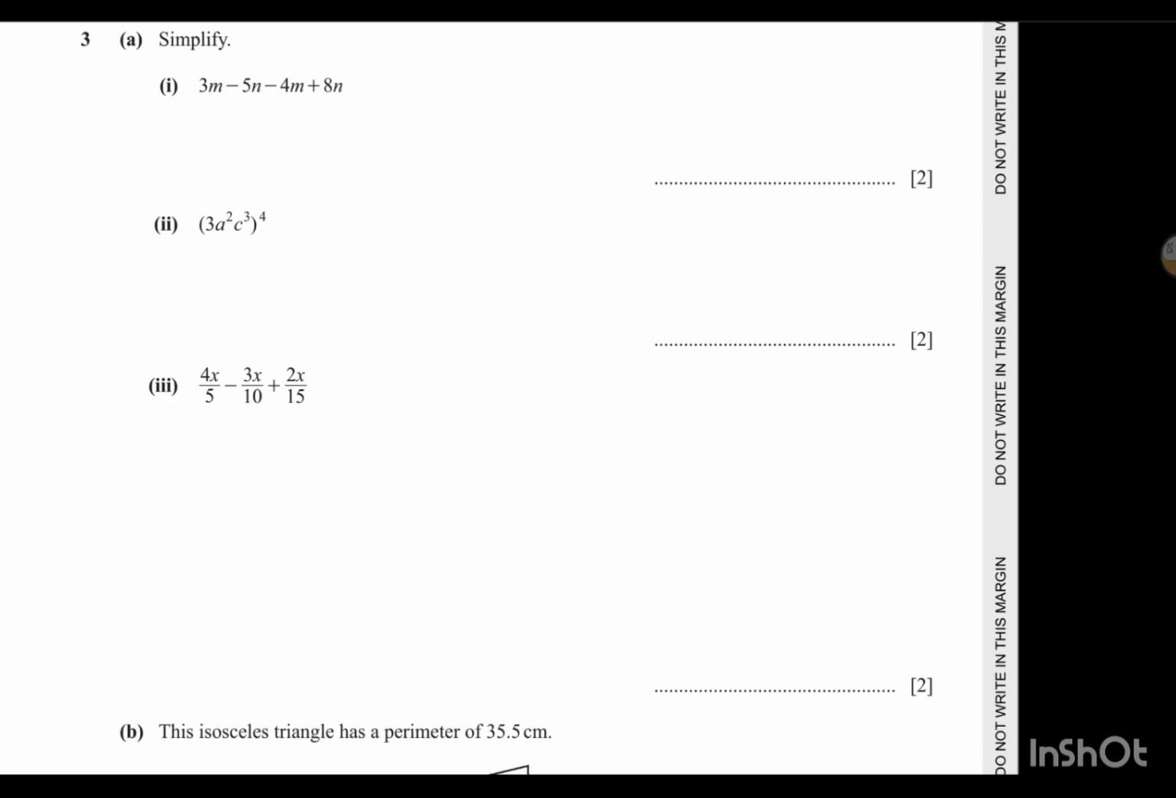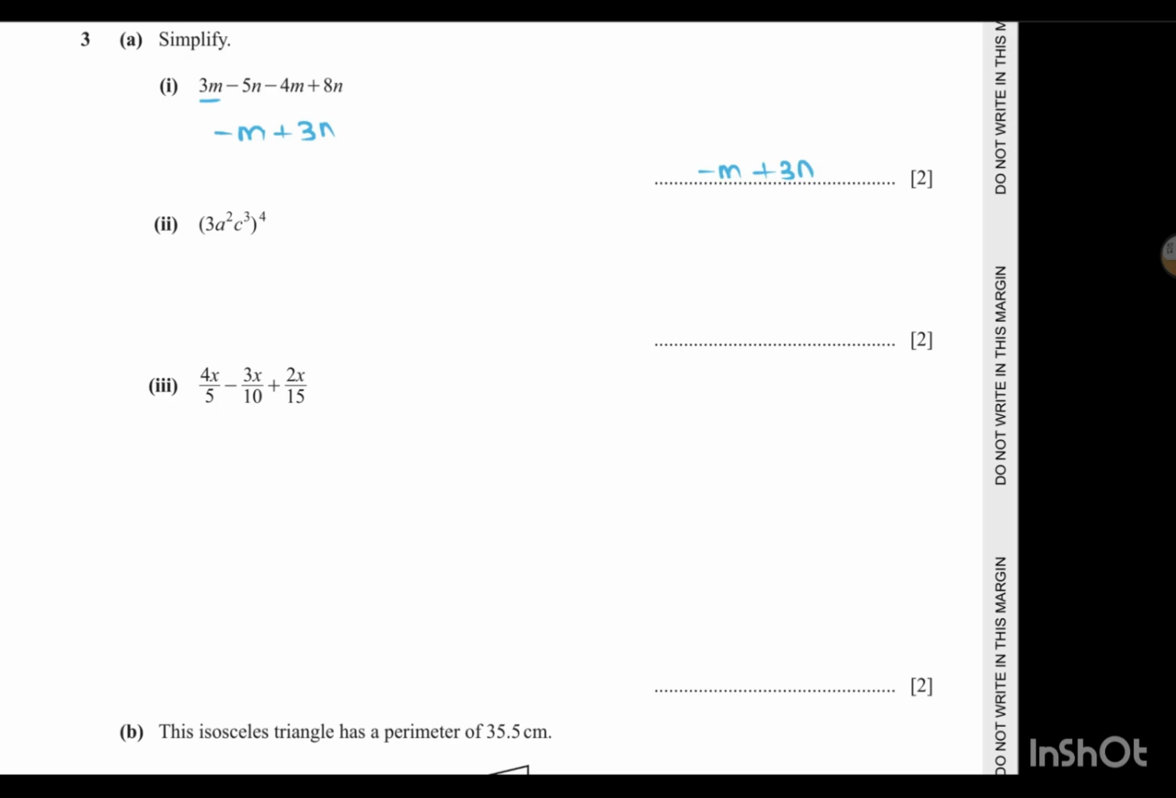Question number 3, simplify. Question 3a, simplify. First question: 3m minus 5n minus 4m plus 8n. We need to take the like terms of this algebraic expression. So 3m minus 4m will be minus m, and minus 5n plus 8n will be plus 3n. So this is the answer: minus m plus 3n.